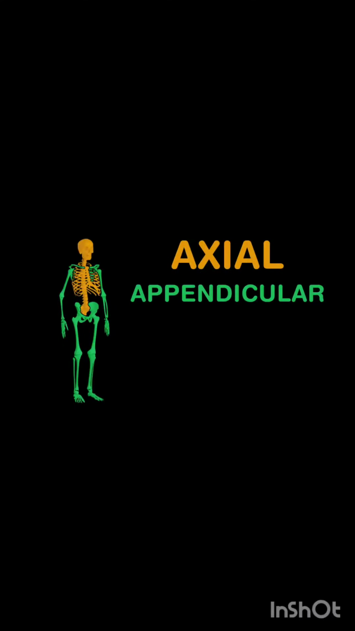The skeleton has 206 bones in an adult. Babies have 270, which is why. The skeleton is divided into two main zones, which are called the axial and appendicular bones.